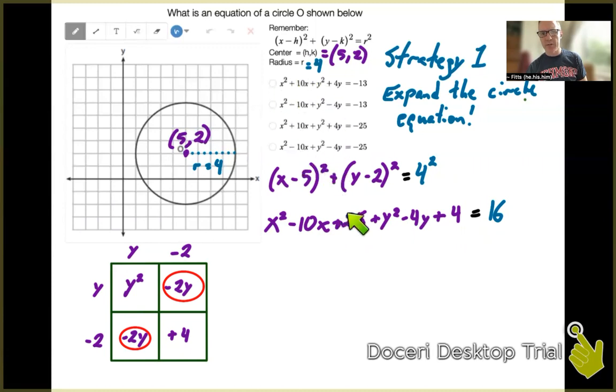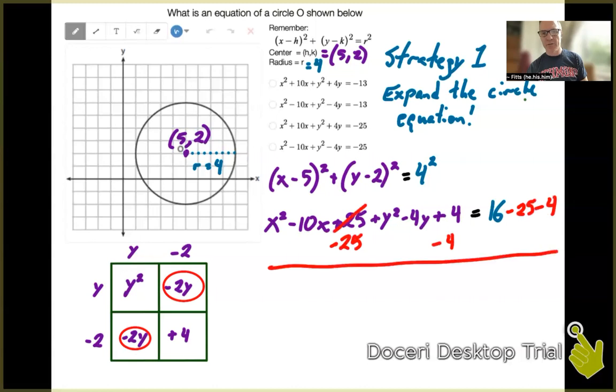So actually what I really want to do is just move these over to the other side of the equation. How do you do that? Well, what operation is happening here? Addition. The opposite of addition is subtraction. So I'm going to subtract 25 from both sides and 4 from both sides.